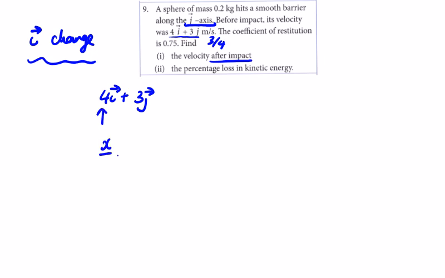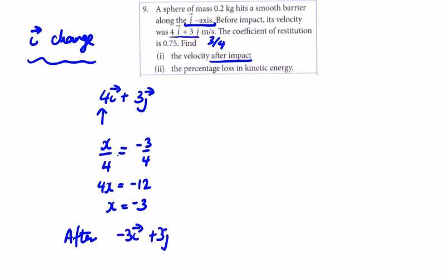So afterwards, x over before is equal to minus e, minus 3 over 4. So 4x is equal to minus 12. So you can see x is going to be equal to minus 3. It has to be the same as the other side. So after, we're looking at minus 3i plus 3j.